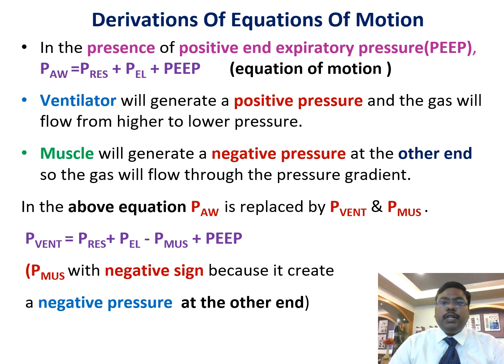Derivations of equation of motion. In the presence of positive end expiratory pressure, the equation of motion is written as airway pressure is equal to resistive pressure plus elastic recoil pressure plus PEEP. Ventilator will generate a positive pressure and the gas will flow from higher to lower pressure. Muscle will generate a negative pressure at the other end, so the gas will flow through the pressure gradient. In the above equation, airway pressure is replaced by ventilator pressure and muscle pressure. So the equation becomes ventilator pressure is equal to resistive pressure plus elastic pressure minus muscle pressure plus PEEP. Muscle pressure is written with a negative sign because it creates a negative pressure at the other end.